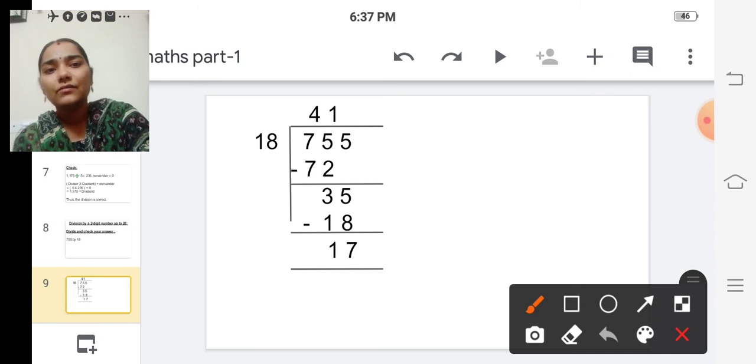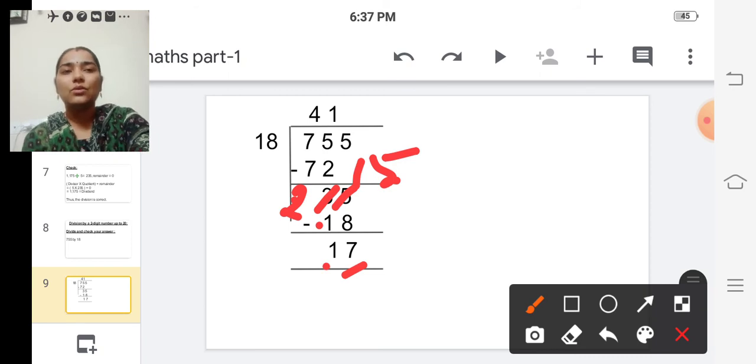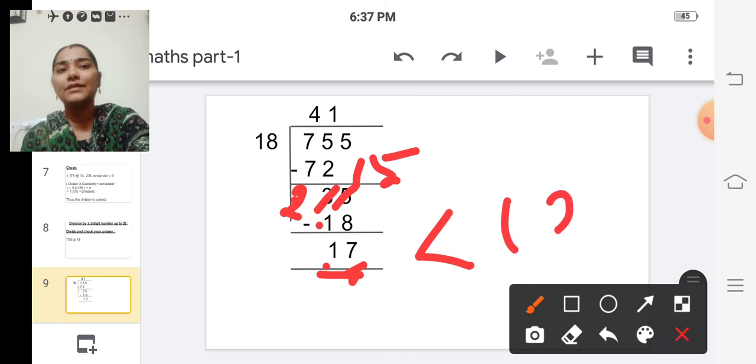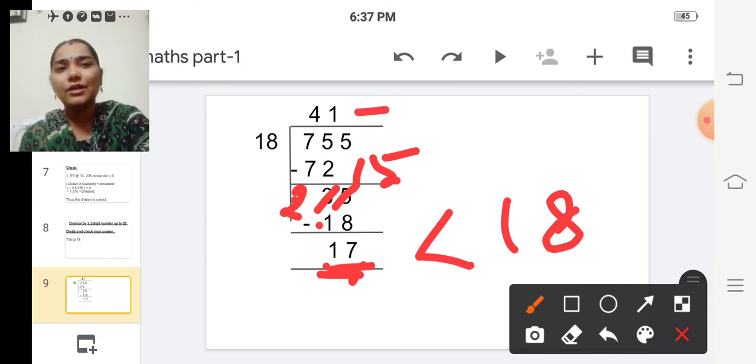So let's subtract. Here we have to borrow, and this becomes 2, and this becomes 15. 15 minus 8 is 7, and 2 minus 1 is 1. That's all, because 17 is less than 18, so we cannot divide any further. So let's stop here. And what is the answer? 41 is the quotient.